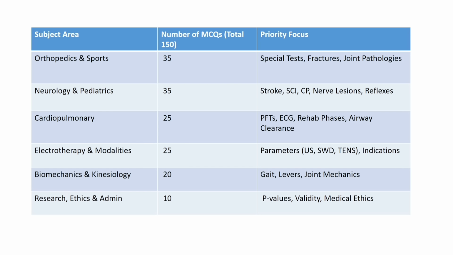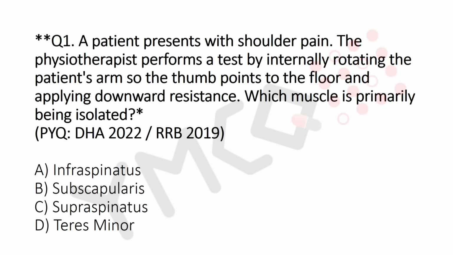Let's not waste any time, starting with our highest priority topic. Question number 1. A patient presents with shoulder pain. The physiotherapist performs a test by internally rotating the patient's arm so the thumb points to the floor and applying downward resistance. Which muscle is primarily being isolated? Option A, infraspinatus. Option B, subscapularis. Option C, supraspinatus. Option D, teres minor.